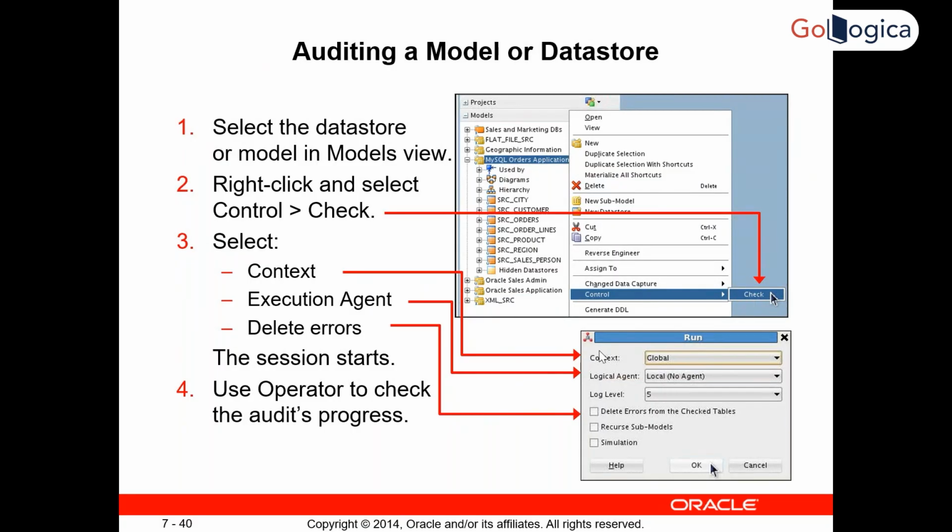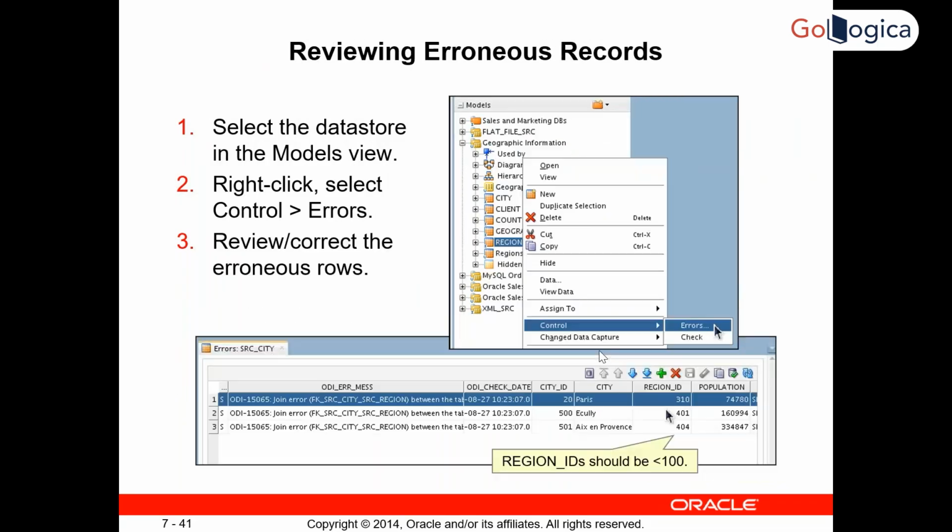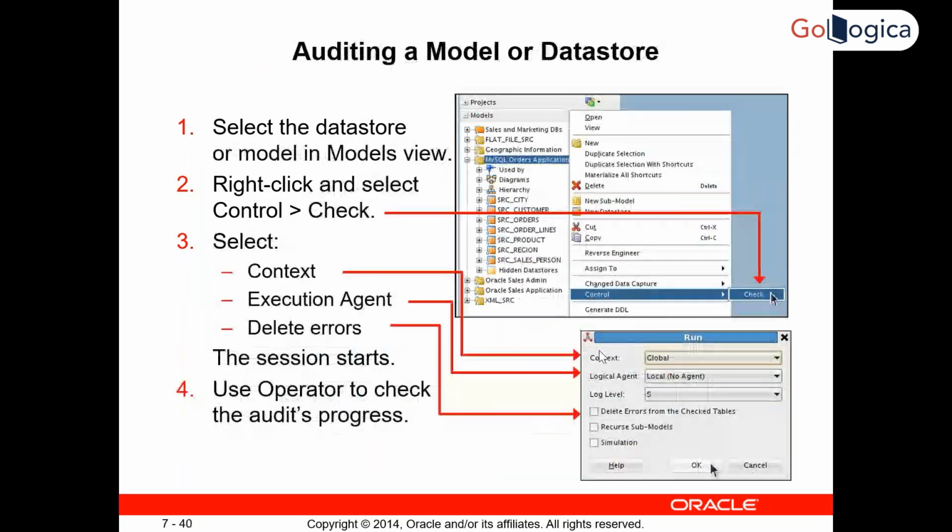Then it will create a session, and in my Operator I can see the logs. Afterwards, if you right click, go to Control and see the errors, I can see the error records. So after clicking Control and Check, I go to the detail level error. Yes, the Operator, and we need to see whether the CKM has been executed successfully or not.